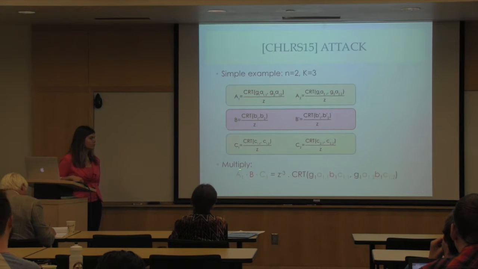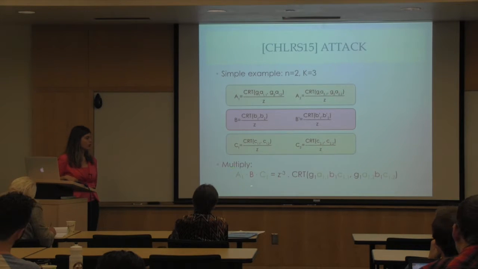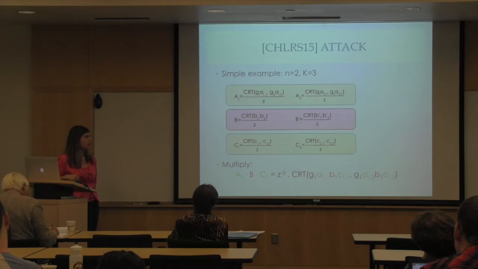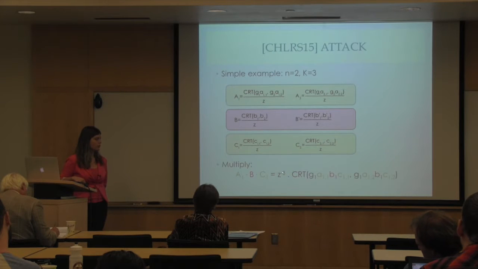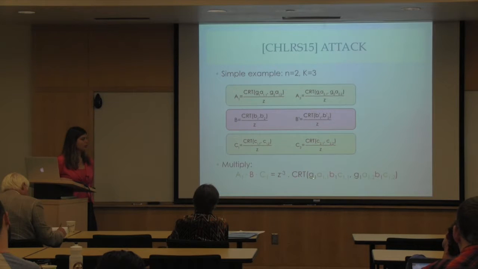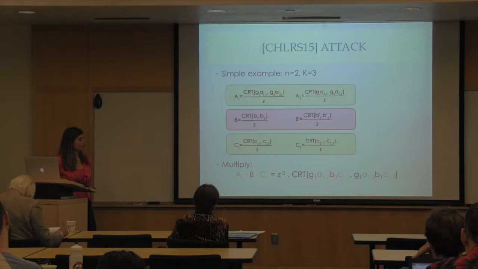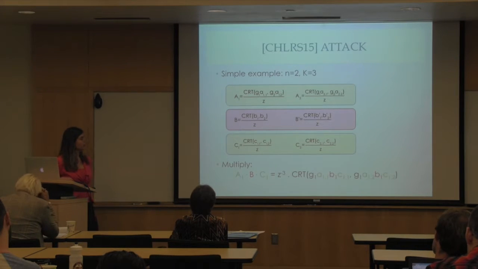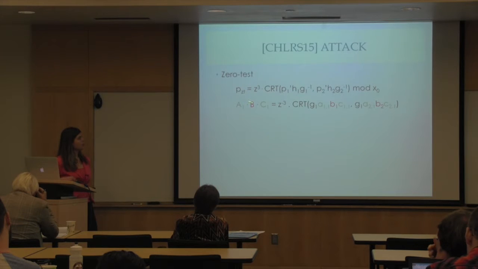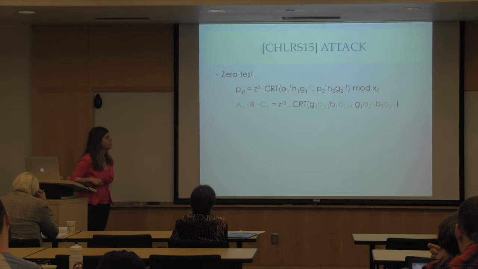We will compute all products of 3 encodings from the 3 sets. One of them, for example, will be of this form. We have here the components. They're all divisible by g1, and this needs to be g2. So we'll have a CRT of values of this form, and then we will have z to the minus 3. Now we apply the zero test component to the product of A1, B, and C1.